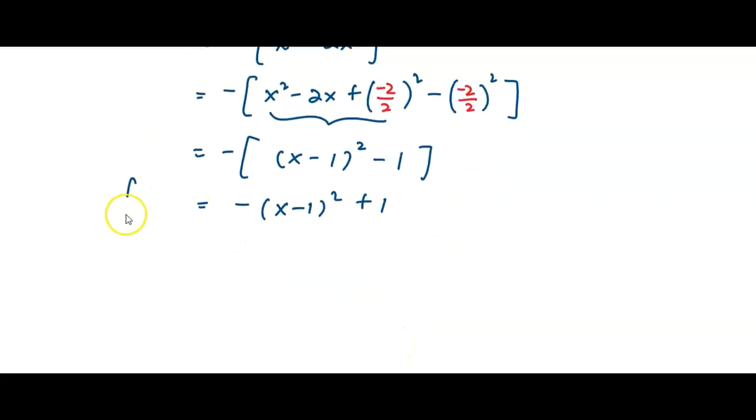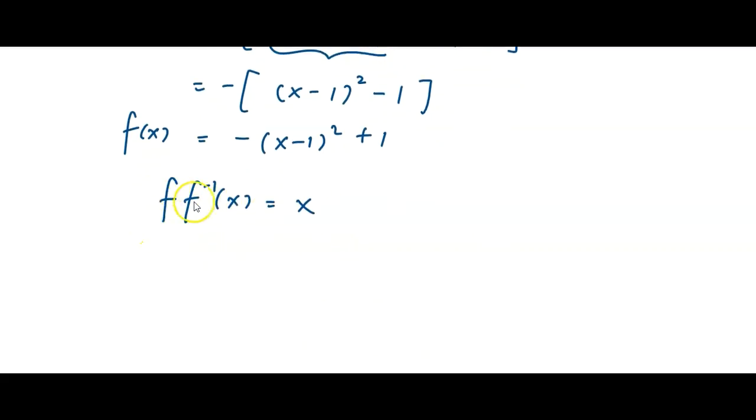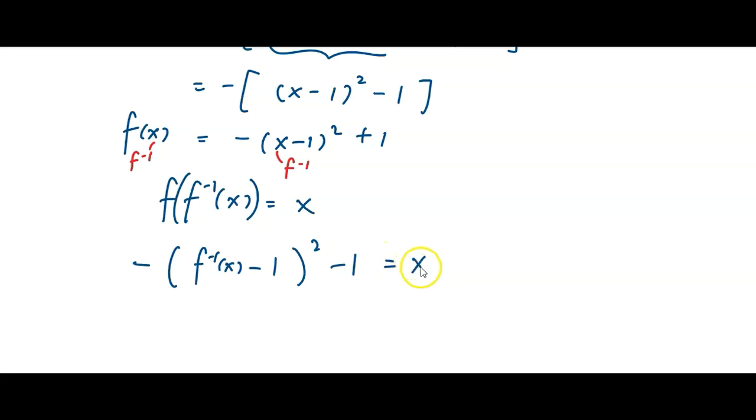So now we can start to find our f inverse by using the statement f of f inverse of x equals x. Use this statement. To get your f inverse, you're going to replace this x by the f inverse, the same thing over this x. So you will have negative (f inverse of x minus 1) squared plus 1 equals x. Okay, plus 1, sorry, positive 1.